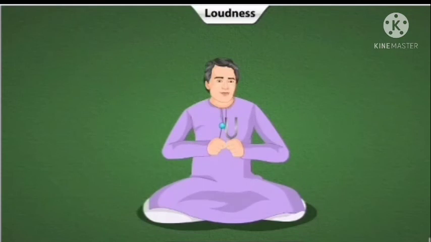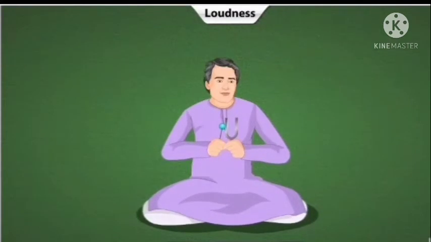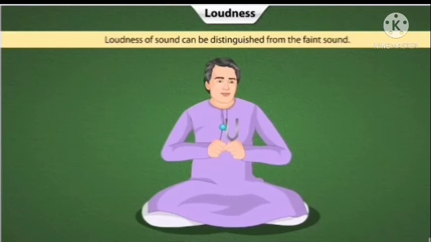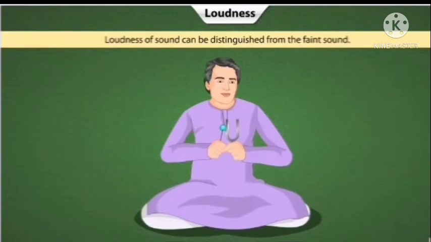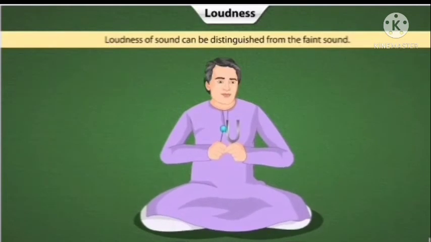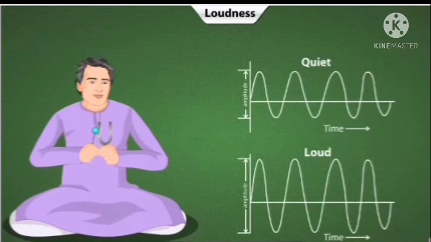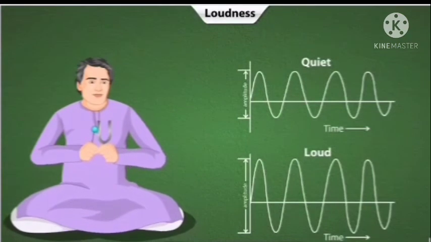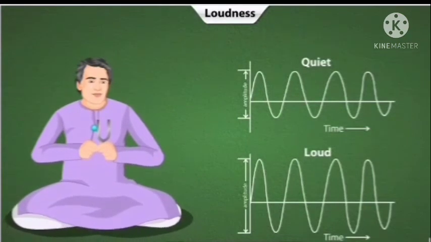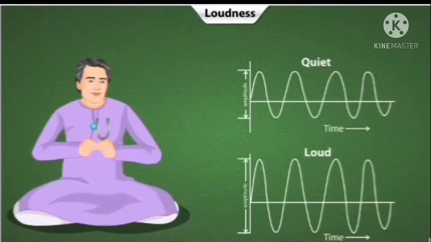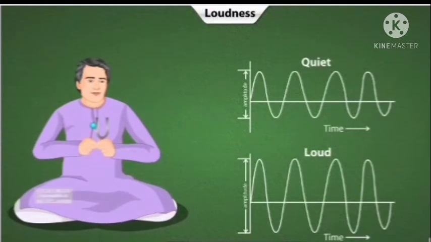If you strike a tuning fork with a rubber pad, you will hear a low sound. But if you strike hard, a loud sound is heard. Loudness is the characteristic of sound that can be distinguished from a faint sound, with both having the same frequency and same waveform. Loudness depends on the amplitude of vibrations. Greater the amplitude of vibrations, louder is the sound produced.